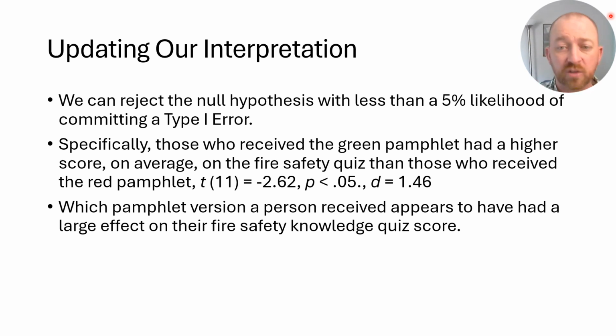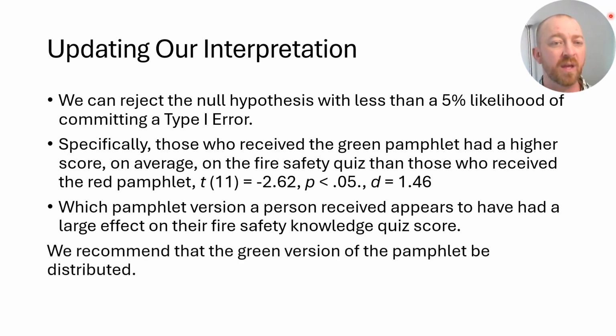So people who got the green pamphlet version did on average much better than those who got the red pamphlet version. And as long as I did my other research methods carefully, I can essentially attribute that difference to which pamphlet they got, especially if I randomly selected and randomly assigned the people. Okay, so now at this point, not only can I say that there was a difference, that was statistical significance, but now I can also say it was a large difference. Which pamphlet they received made a big impact on their knowledge score of fire safety. So now I can say I really strongly recommend that you start giving the green pamphlet version to everybody if you want to improve their fire safety.